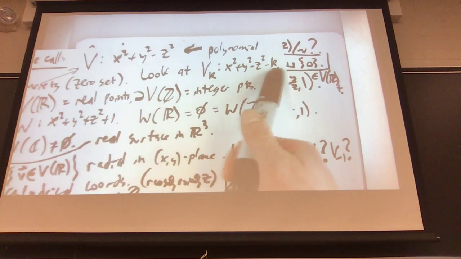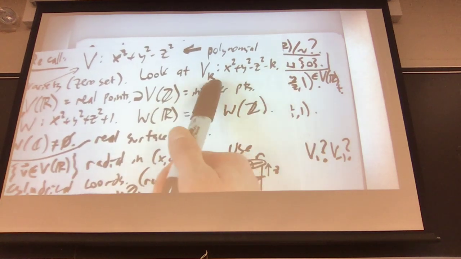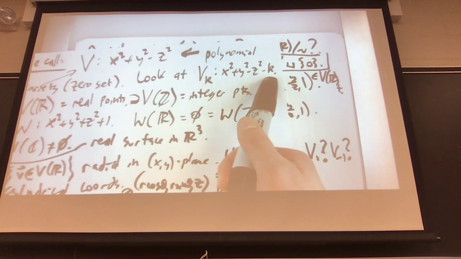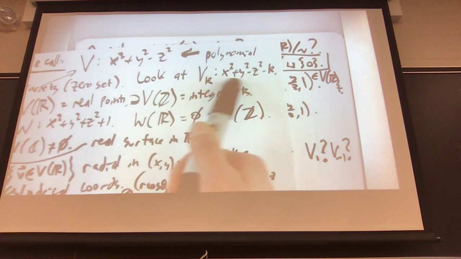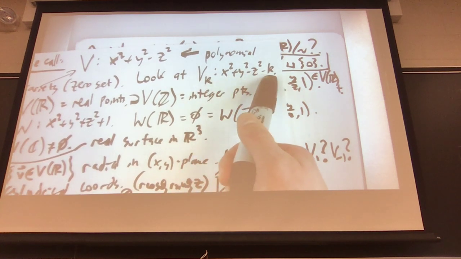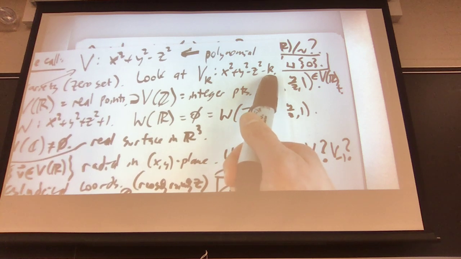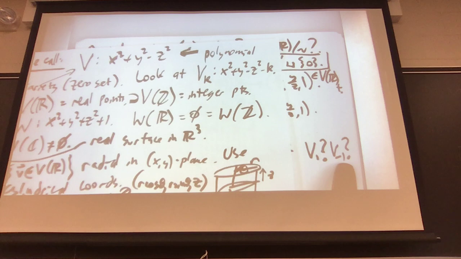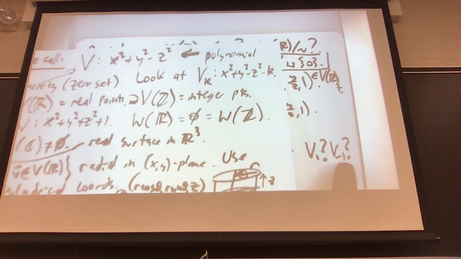Vk was the k level sets. So V1 is x squared plus y squared minus z squared minus 1 equals 0. What are the real points of that? V minus 1 is x squared plus y squared minus z squared minus negative 1 equals 0. Work out what these varieties look like. Homework.